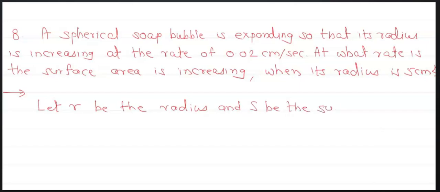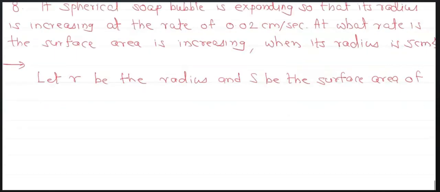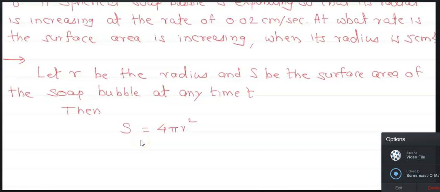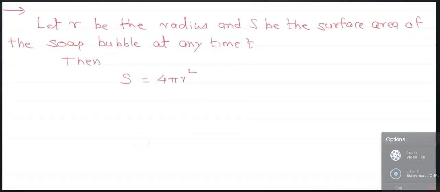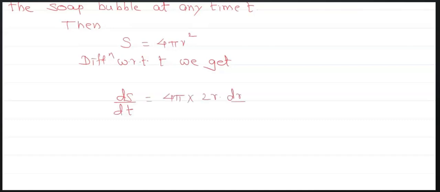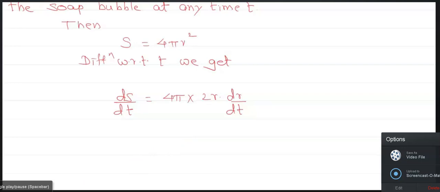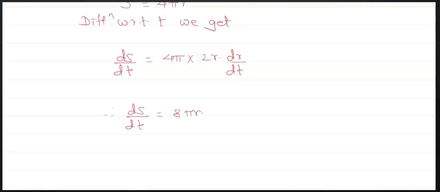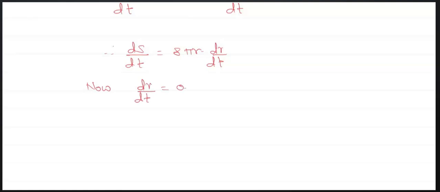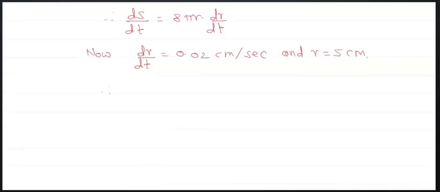Let r be the radius and S be the surface area of the soap bubble at any time t. Then S is equal to 4 pi r square, the surface area of the sphere. Differentiate this with respect to t, then we get dS by dt is equal to 4 pi, derivative of r square is 2r into dr upon dt. Therefore, dS upon dt is equal to 8 pi r dr upon dt. Now we substitute the values: the radius is changing at the rate of 0.02 centimeter per second, and r is equal to 5.